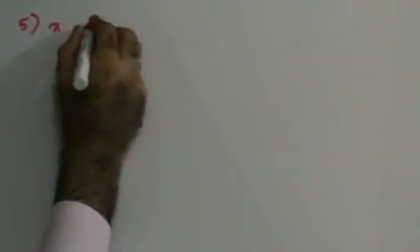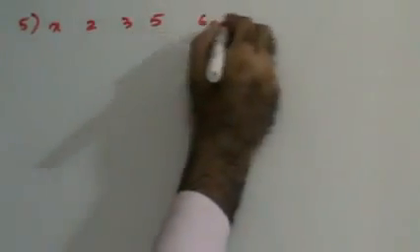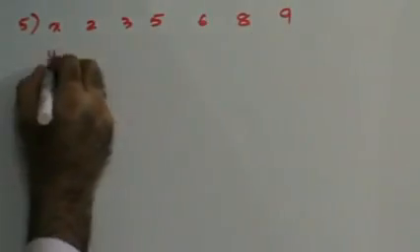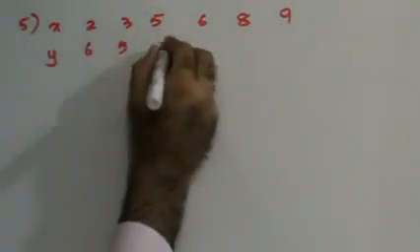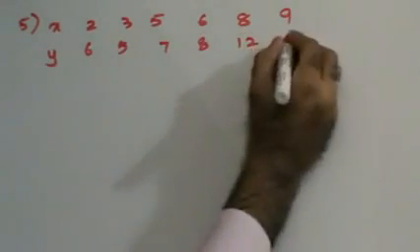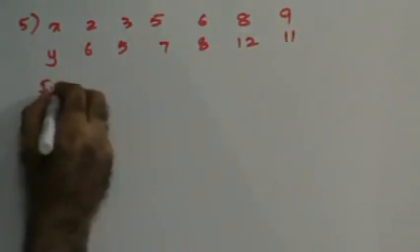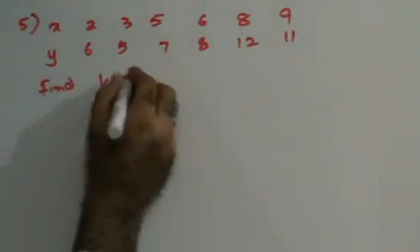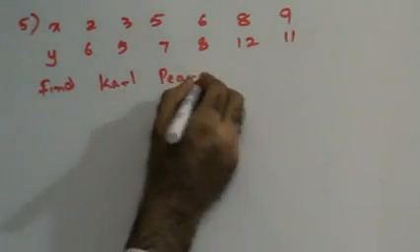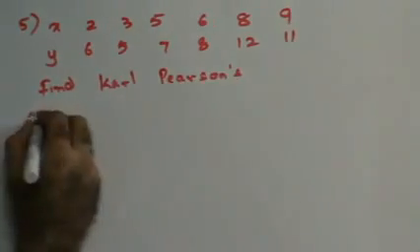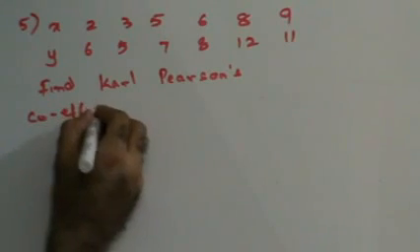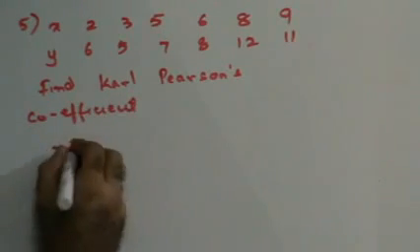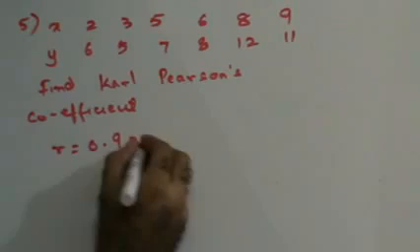X is 2, 3, 5, 6, 8, 9. Y is 6, 5, 7, 8, 12, 11. Find Karl Pearson's coefficient. You should get the value of R as 0.9303.